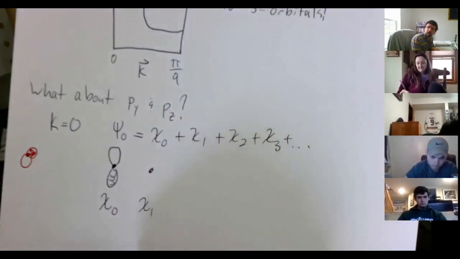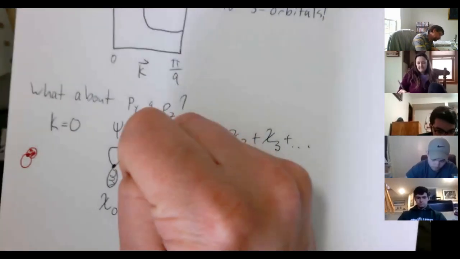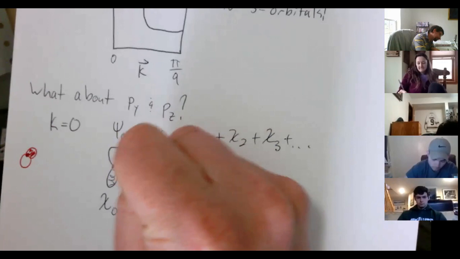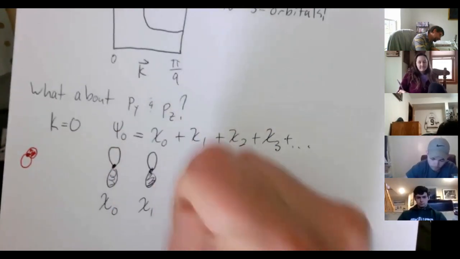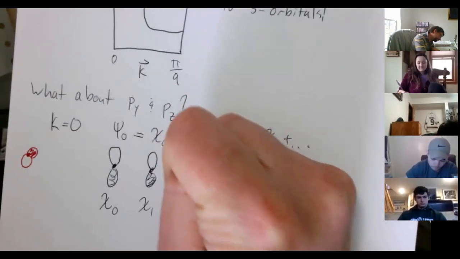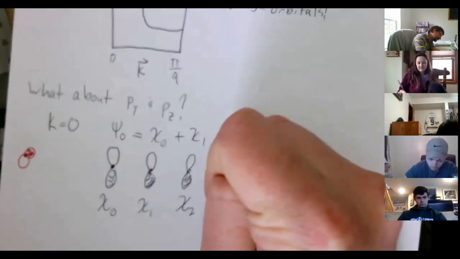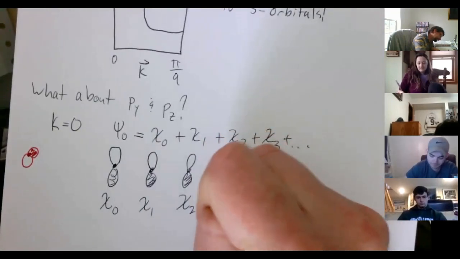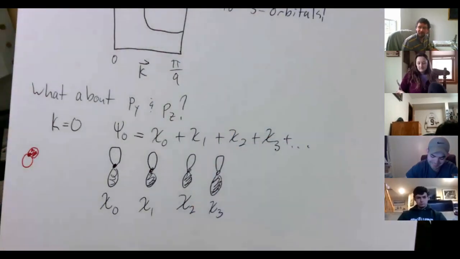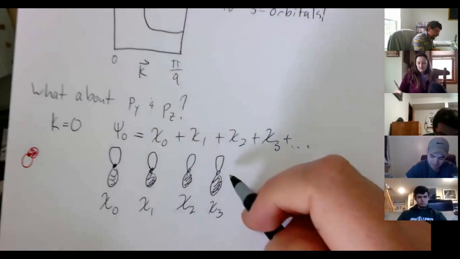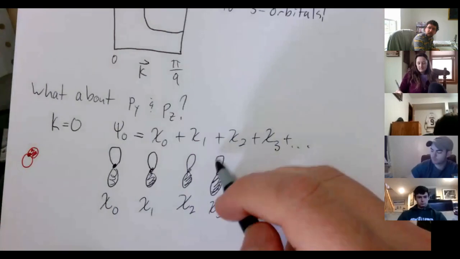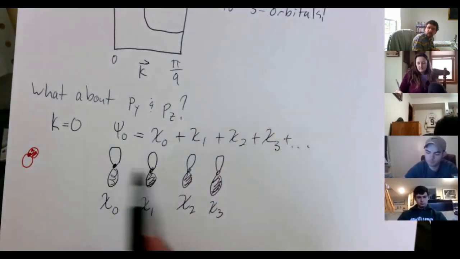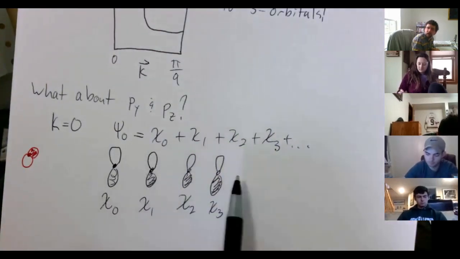What's chi sub 1 going to look like? Same thing. Chi sub 2? Same thing. Chi sub 3? Same thing again. All right, these guys are in phase with one another all throughout.